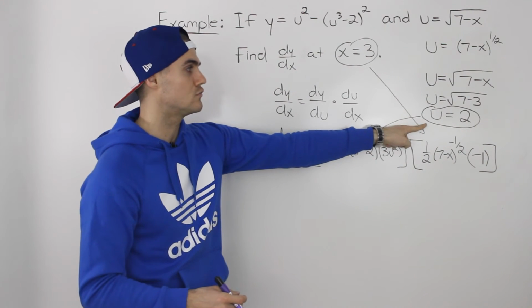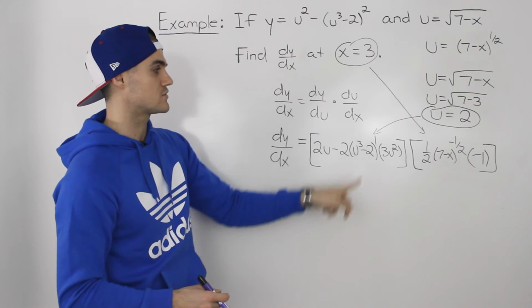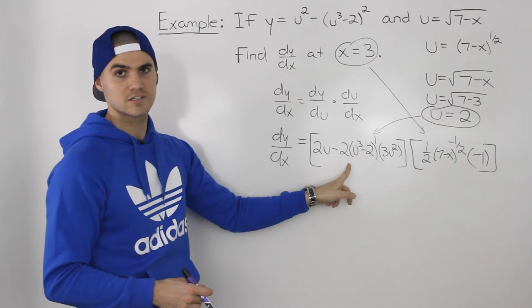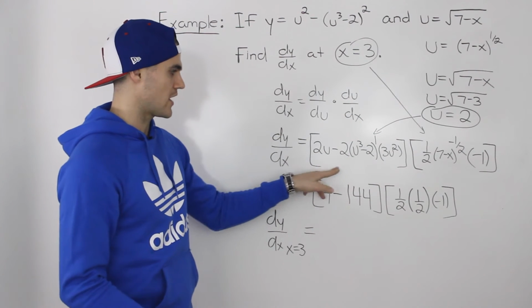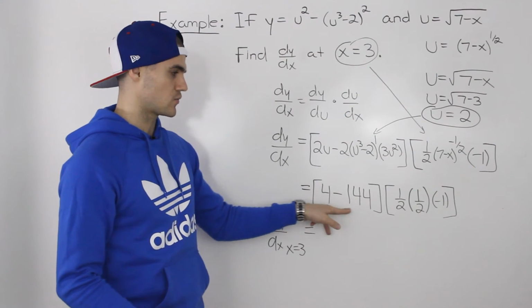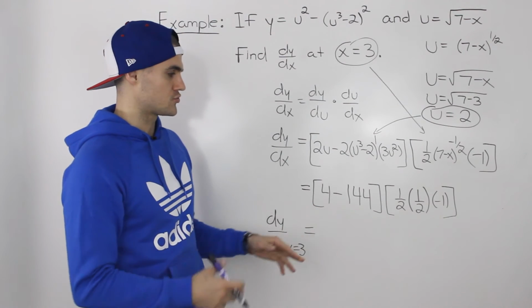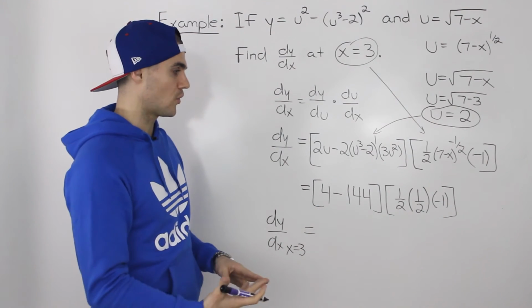Easier to just find that u value when that x value is 3 and then just plug in that u value into that first bracket. So then when we do that, when we plug that u value of 2 into this first bracket, we would end up with 4 minus 144, which would end up giving us negative 140.